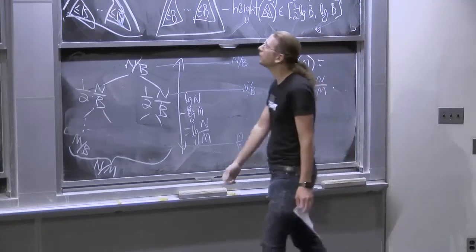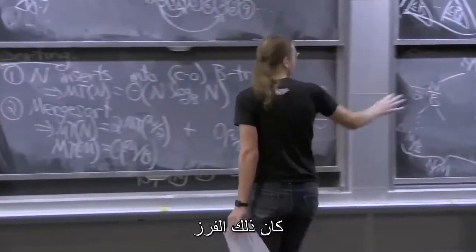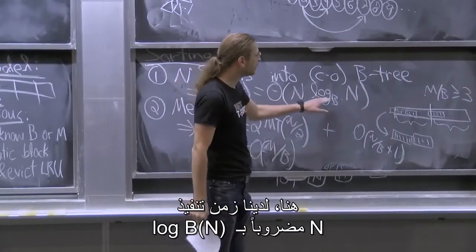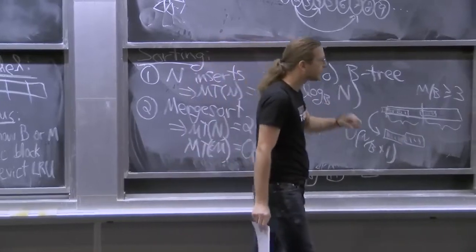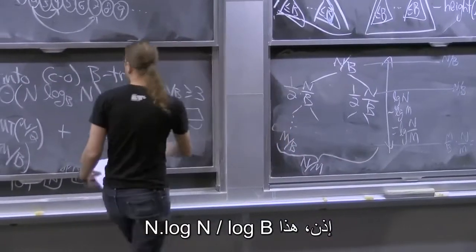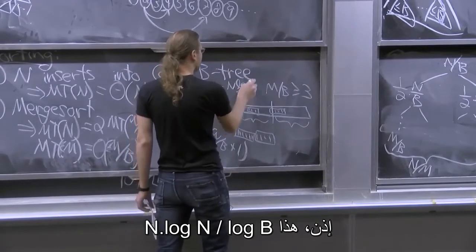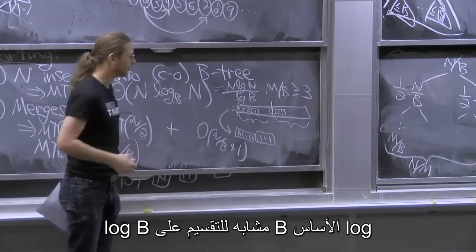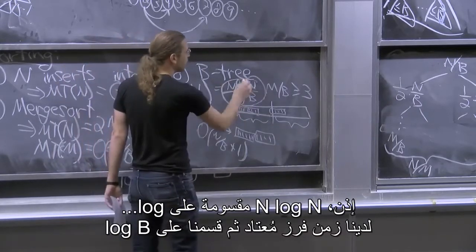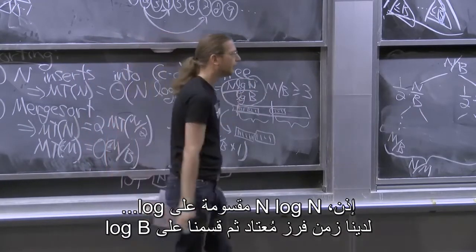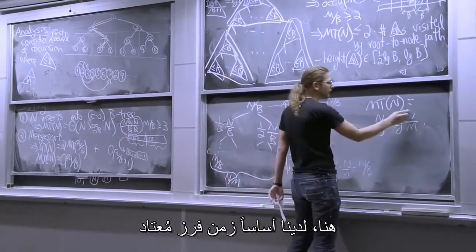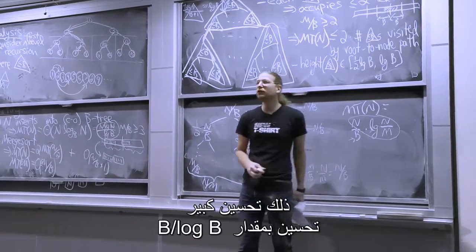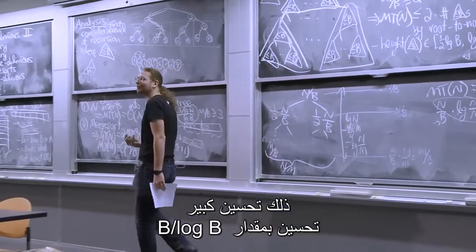Now, let's compare. Over here, that's sorting. Over here, we had a running time of n times log base b of n, so this is n log n divided by log b. Log base b is the same as dividing by log b. So we had regular sorting time, and then we divided by log b. Over here, we have basically regular sorting time, but now we're dividing by b. That's a huge improvement, a b divided by log b improvement.